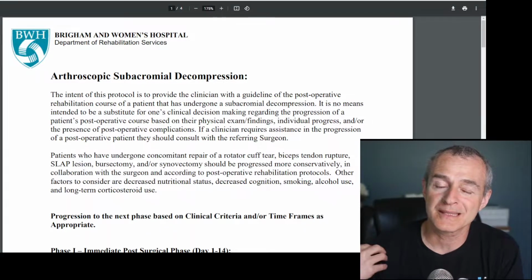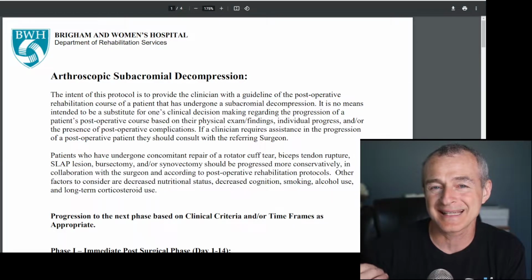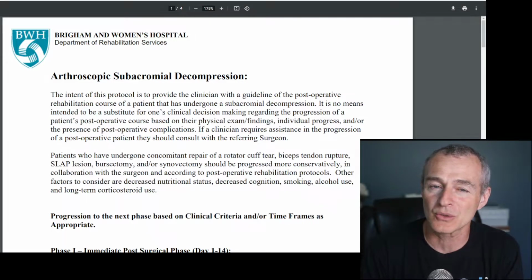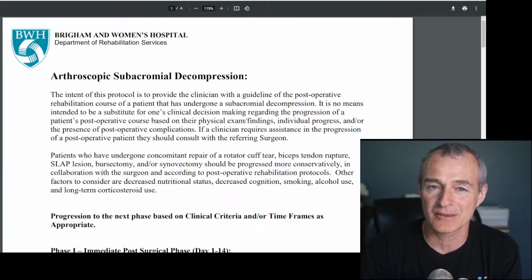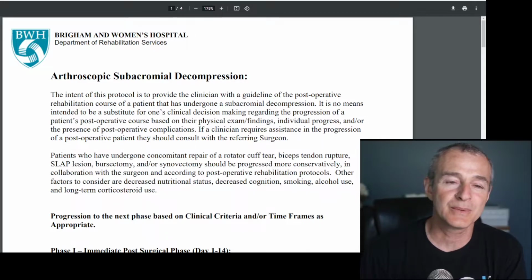The subacromial decompression is essentially when they go into the shoulder joint, they maybe remove the bone spur that's hanging off of the acromion process, or they resect a portion of the clavicle, they clean up and debride the shoulder, maybe remove the bursa. It is a surgical procedure, but it is different than a rotator cuff repair. Rotator cuff repair is going to require a longer recovery and a more conservative protection period during the first 4 to 6 weeks. So let's jump in.